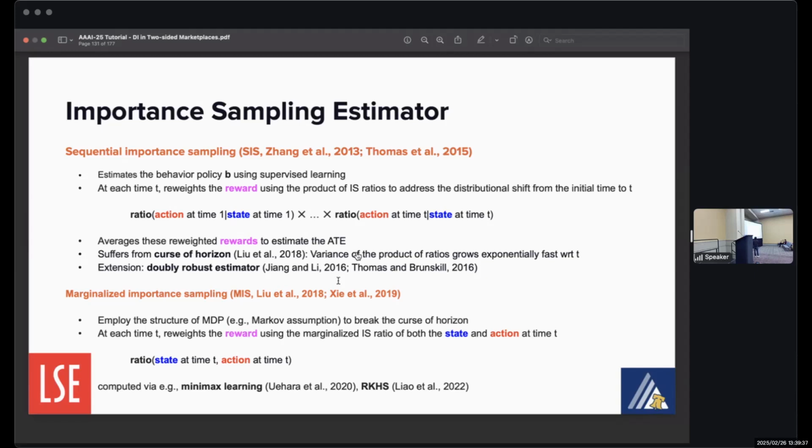And these marginalized importance sampling ratios can also be computed via some existing algorithms, such as minimax learning or RKHS-based methods.